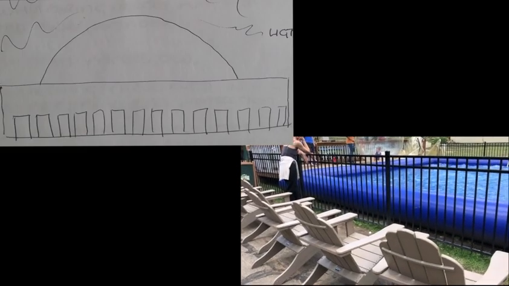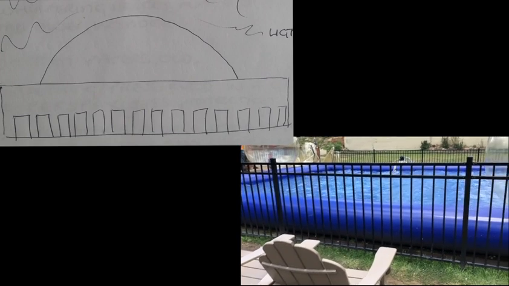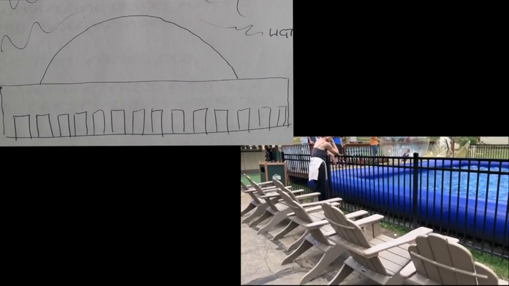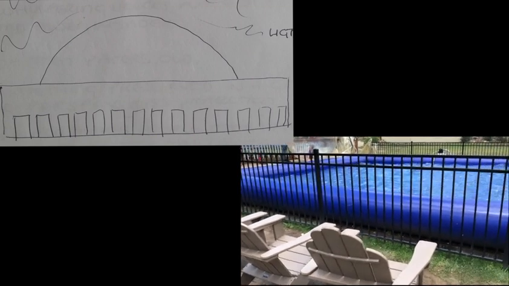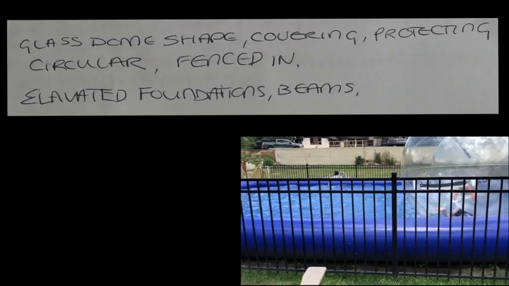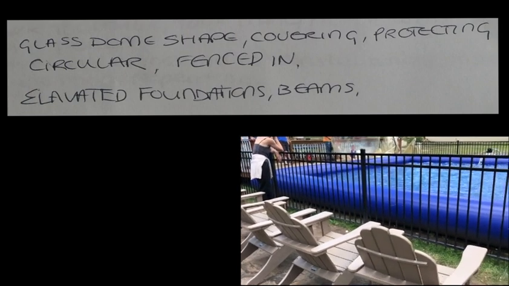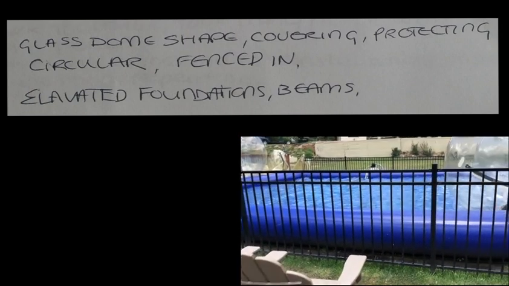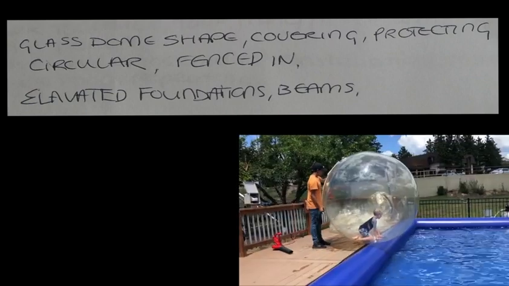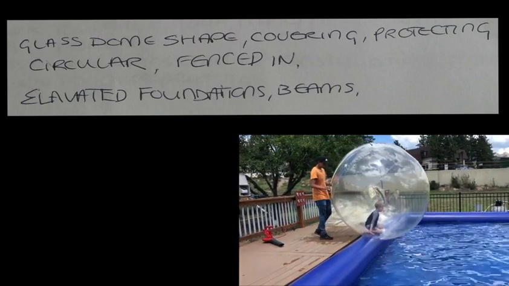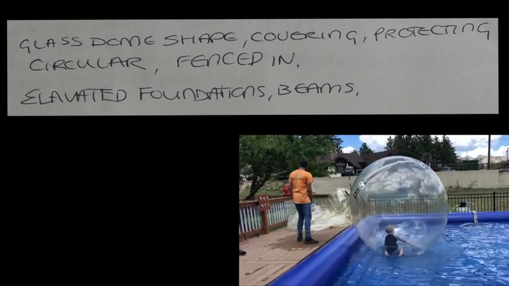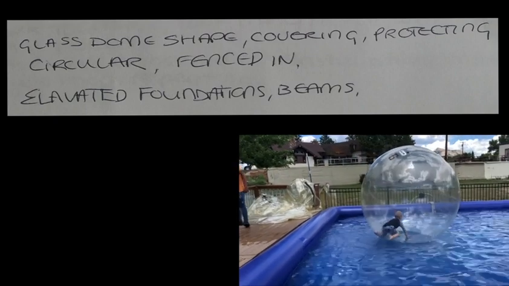I like this one because it includes the bubble, but it also really shows the chairs and the railing on either side. So this was another good hit. Some notes here: glass dome shape, covering, protecting, circular, fenced in. So they nailed it, that this whole area was fenced in. Elevated foundations and beams, so we see that the walls of the pool are elevated.